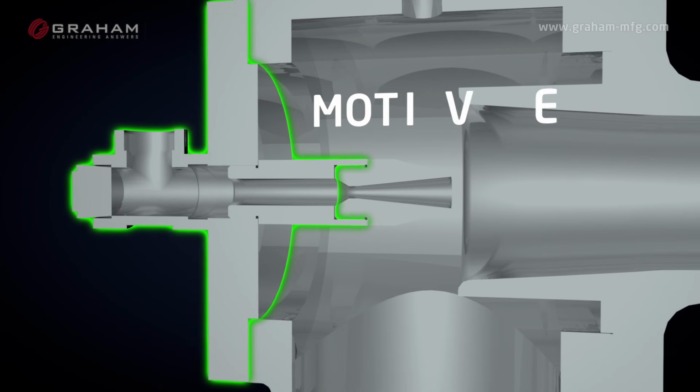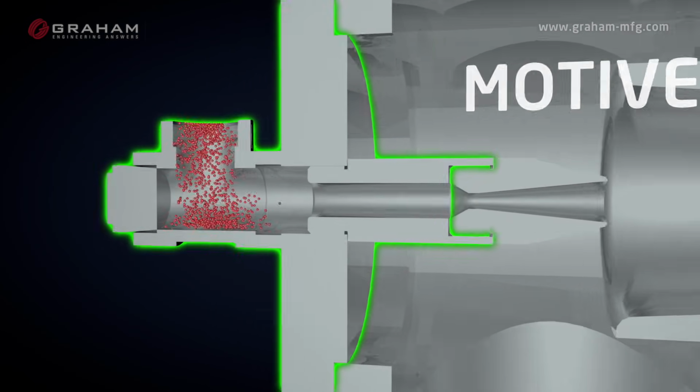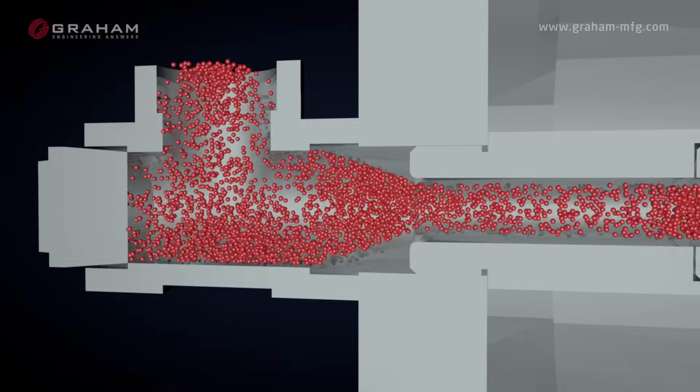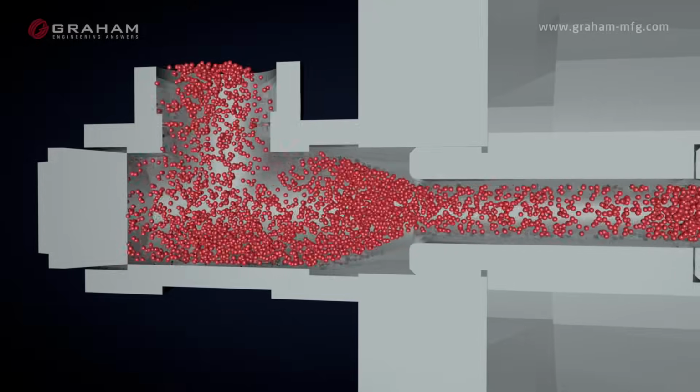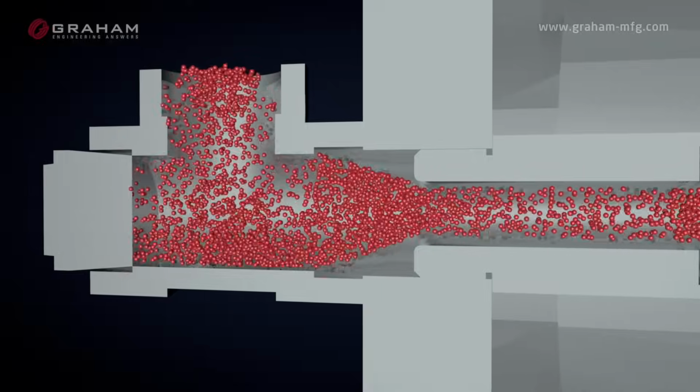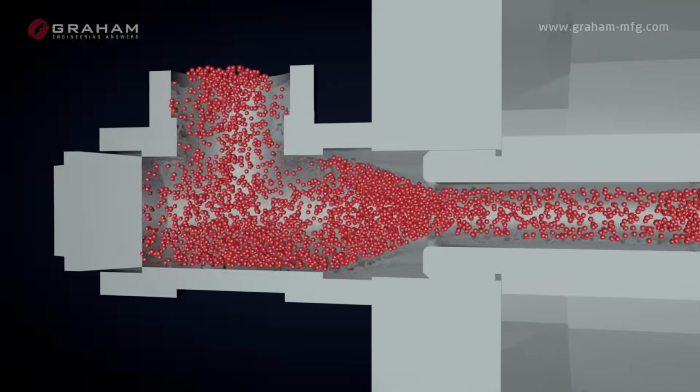The first component is the motive chest. This is where the motive fluid enters the ejector. In our case, and most cases for Graham equipment, the motive fluid is steam. However, it can be any fluid that is at a higher pressure than the ejector is trying to compress to.